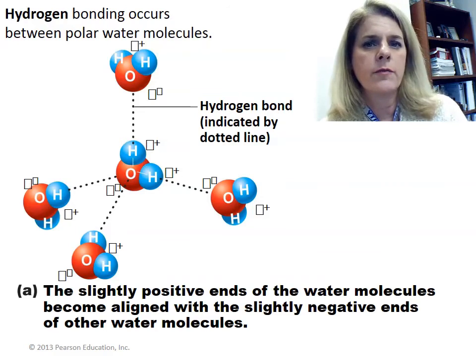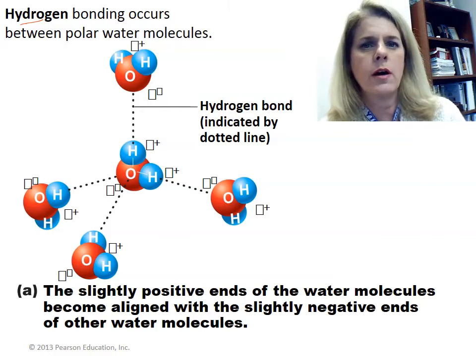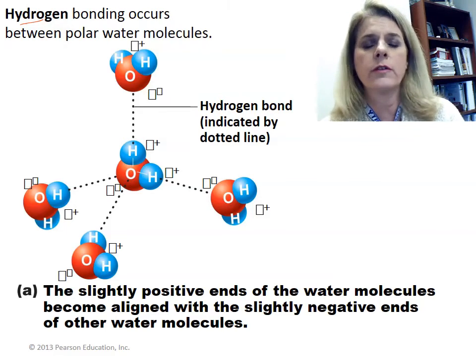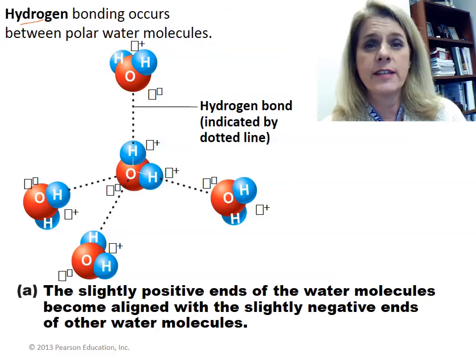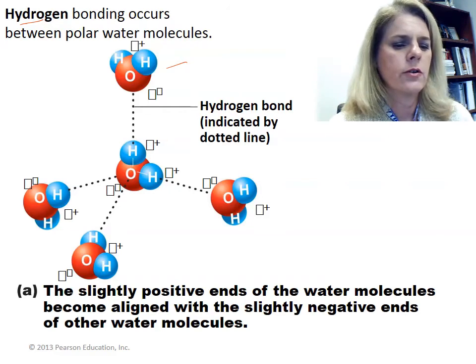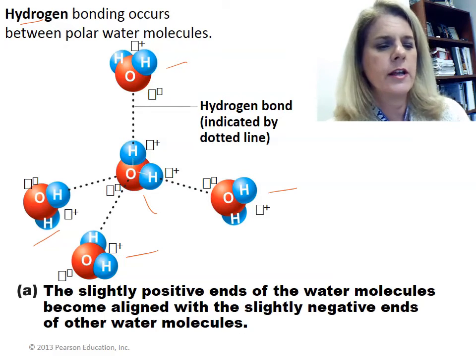Now the third type of bond is called a hydrogen bond. Hydrogen bonds occur between polar water molecules. There are other forms of hydrogen bonding, but one example is in water. So here you have a water molecule and a water molecule and a water molecule and a water molecule and a water molecule. And remember, the oxygen end of the water is negative and the hydrogen end is positive.